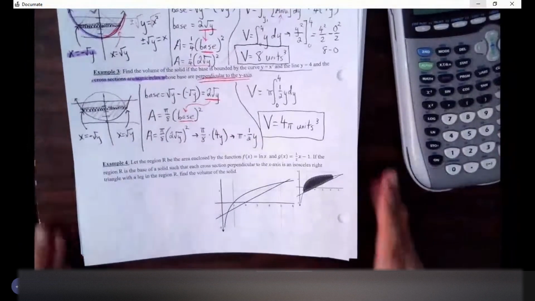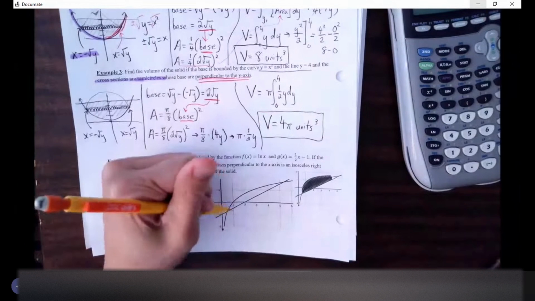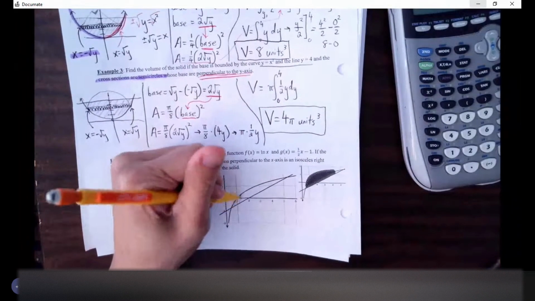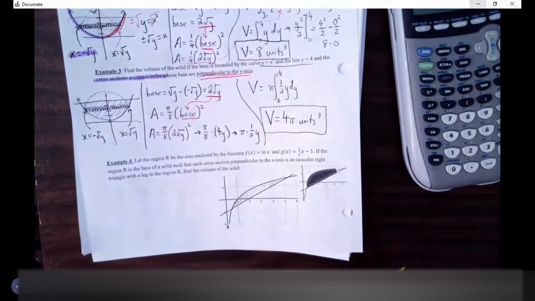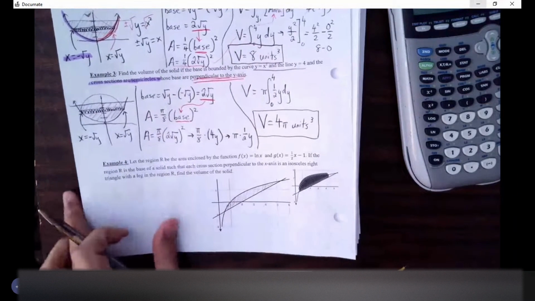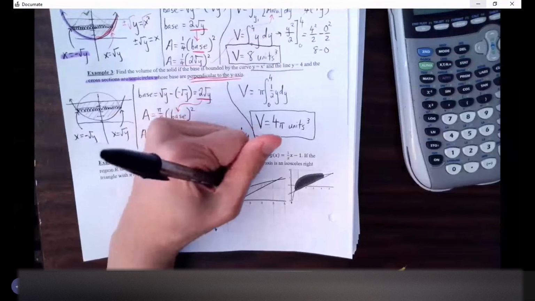All right, one last one here. Example 4. We have our shaded region, natural log of x, and 1/2 x minus 1. The natural log of x is the curve, and the 1/2 x minus 1 is the linear graph. All right, first order of business, I'm going to identify them first.